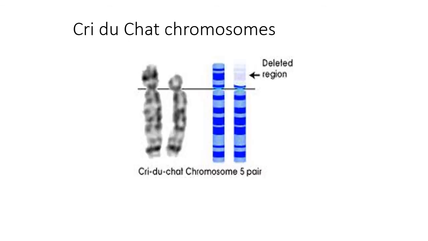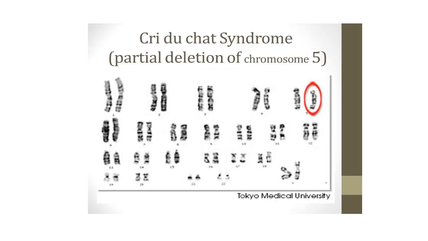Okay, here's a karyotype, a picture of what those chromosomes look like. Here's a normal 5 paired with the 5p minus, and the deleted region is shown in the ideogram. Here's a full karyotype showing the same thing, where we have a normal 5, and a good cytogeneticist could tell easily that the other chromosome 5 is missing part of the p arm.